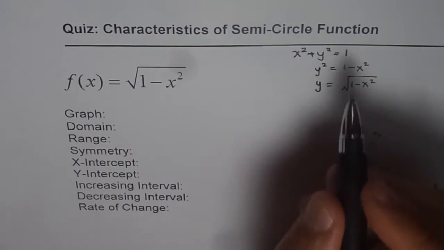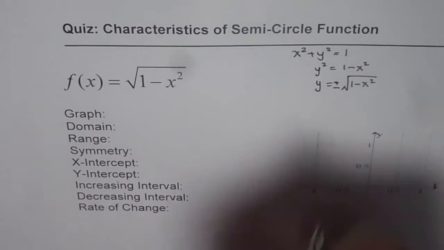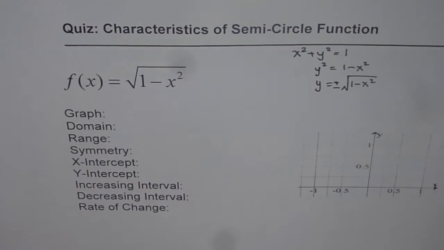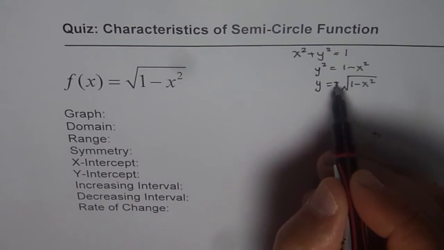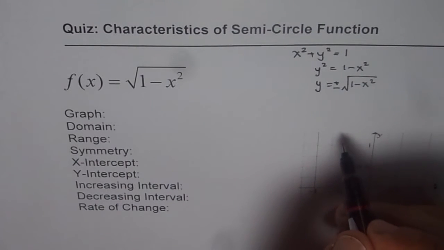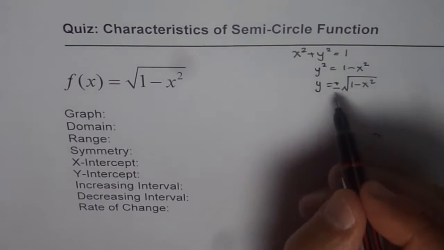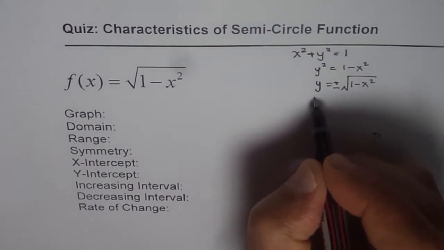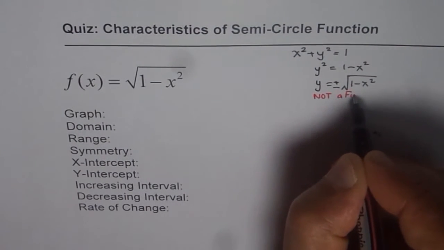And remember, whenever you take a square root, you have to take both signs, plus and minus. Since for every value of x, we can get two values of y, which is plus and minus, we know this is not a function, right? And it represents a circle, so of course it is not a function. But this is the algebraic proof, which says not a function.